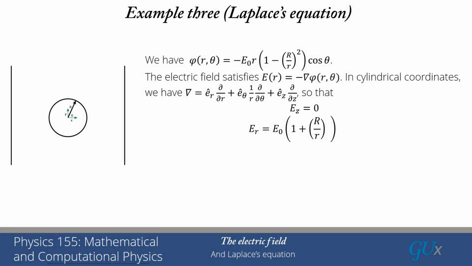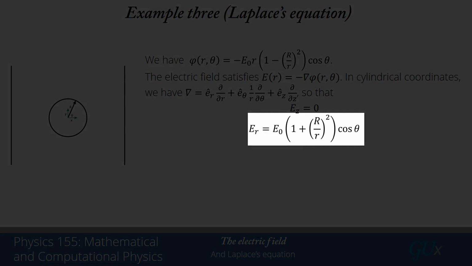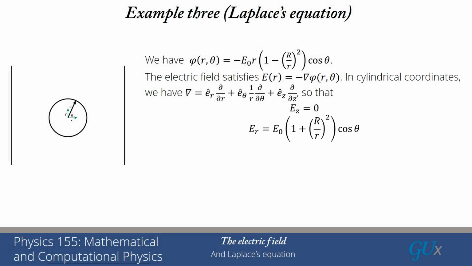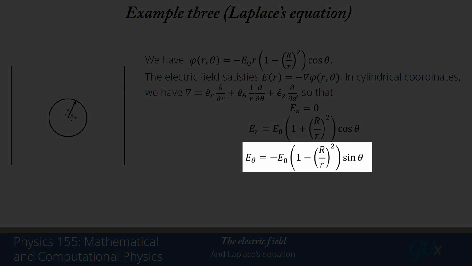When I look at the r dependence, there are two terms that have r dependence, and when I take their derivatives, I get Er is equal to E0 times 1 plus the quantity big R over little r, quantity squared, the whole thing multiplied by cosine theta. When I take the derivative with respect to theta, that's also not 0, so I get an E theta, which is minus E0 times 1 minus big R over little r, quantity squared, times the sine of theta.